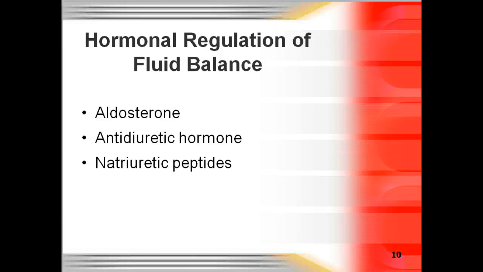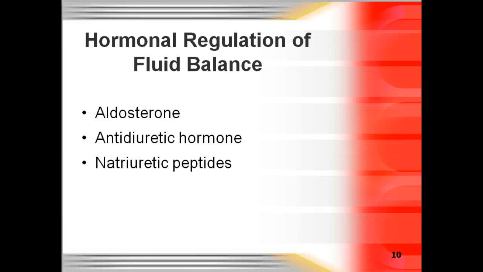When aldosterone is secreted, it acts on the kidneys, on the nephrons of the kidneys, and it triggers the kidneys to reabsorb sodium and water from the urine back into the blood.